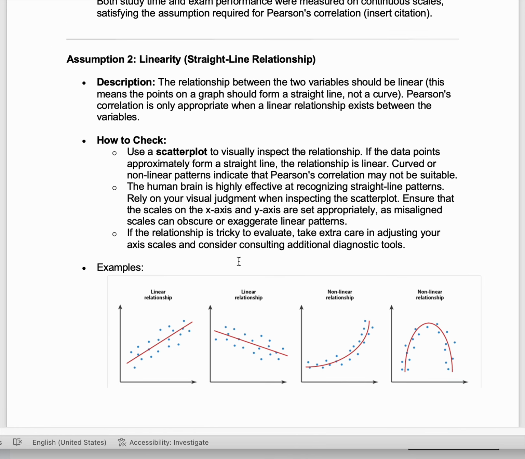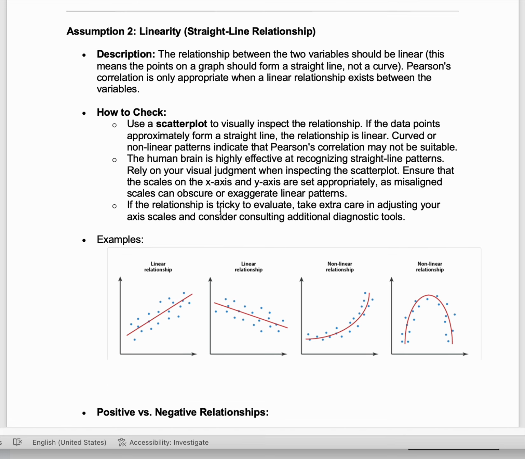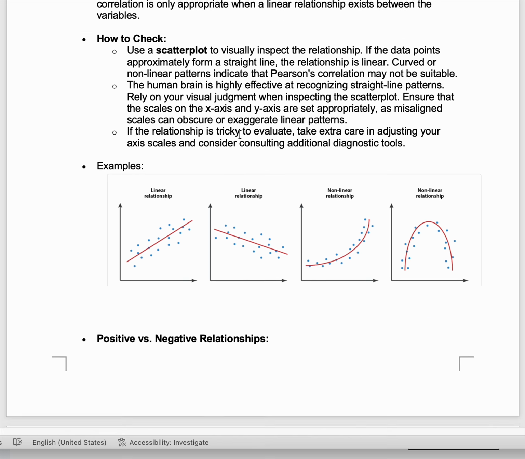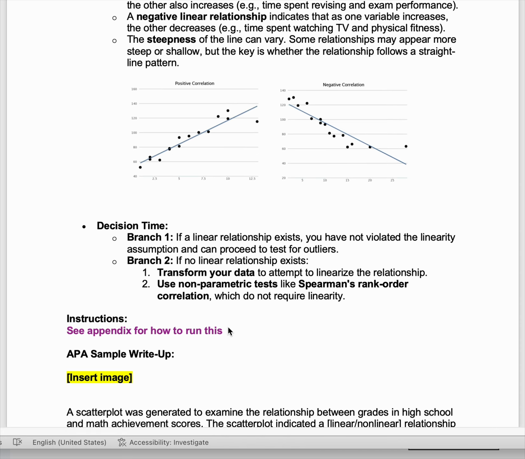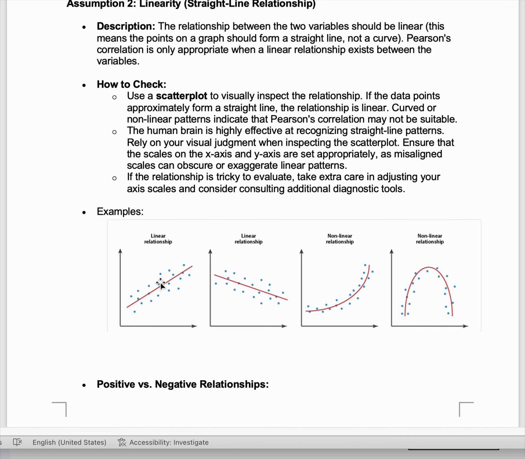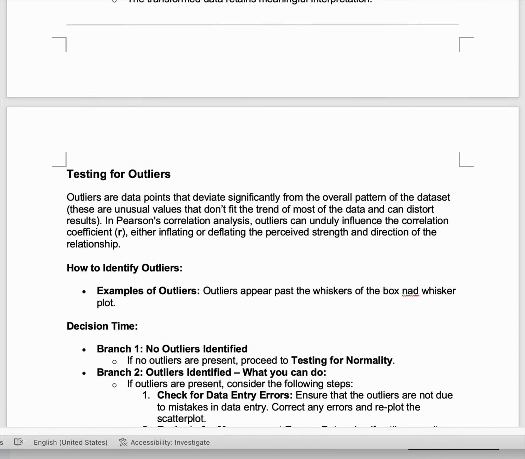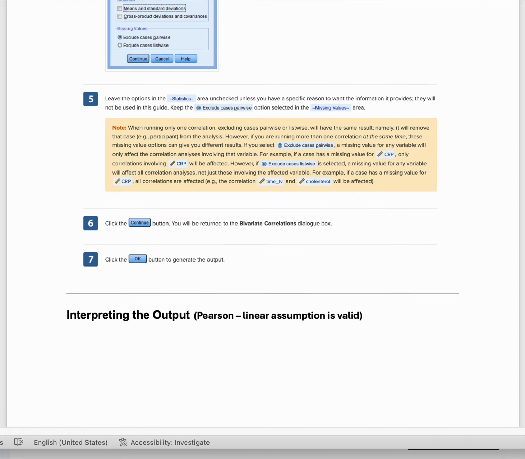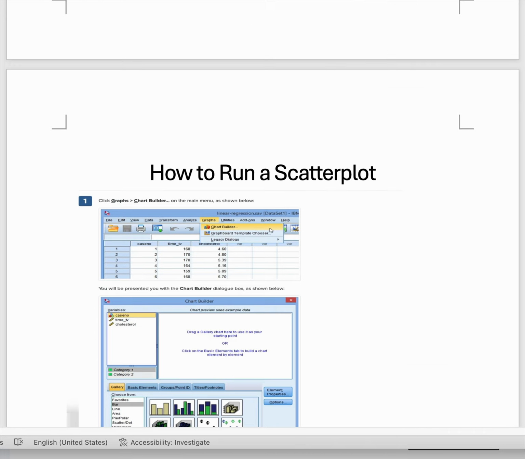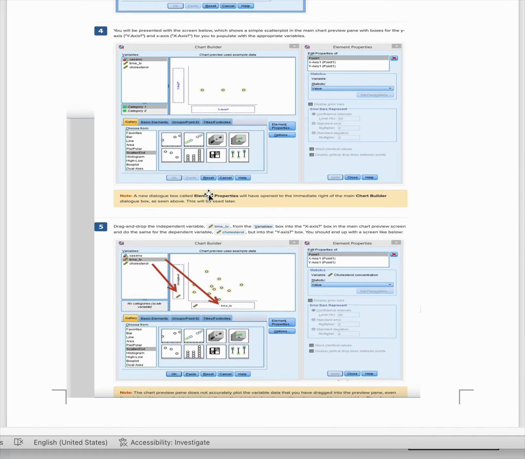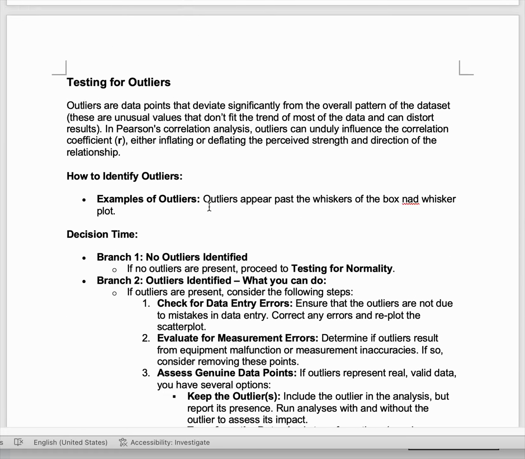Now, the next piece is where Pearson and Spearman are going to deviate. The next assumption you're going to check is the assumption of linearity. To do that, you're going to have to generate a scatter plot. I've put an appendix in with how to run the actual scatter plot at the end of this packet. So if you go towards the end of the packet, in order to check this assumption, you are going to have to generate a scatter plot. You're going to follow these instructions in SPSS to generate that scatter plot.